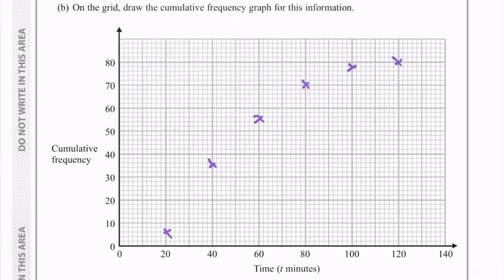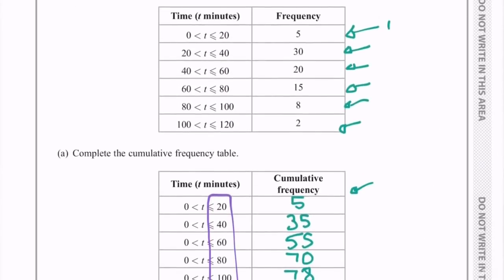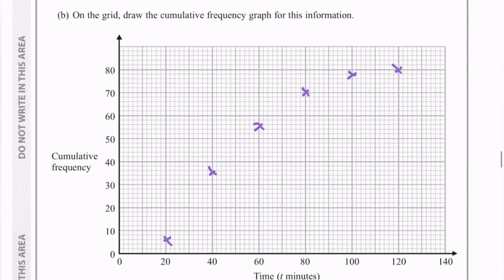There we go. Now we just need to join this up. I'm just going to have a quick look again where this actually started. If you have a look just here at the start of the graph, it starts at 0. So I'm just going to make sure I connect that from 0 right up to the end point and draw a nice smooth curve. I'll do this as best as I can. There we go. Nice smooth cumulative frequency graph.